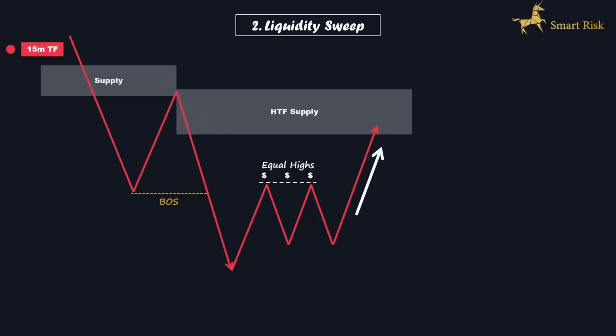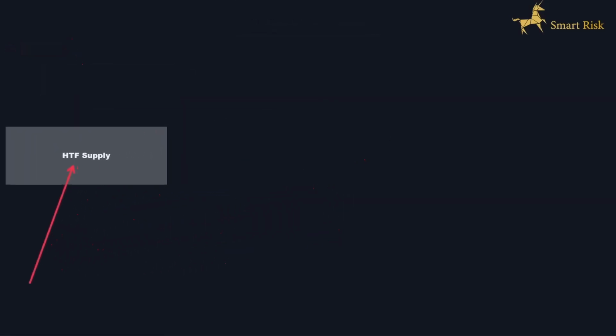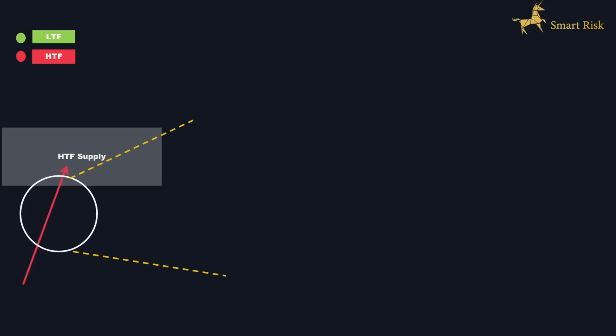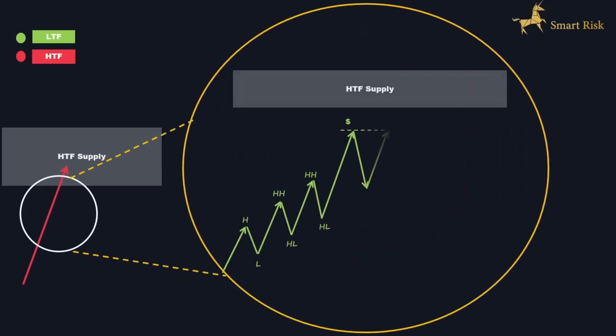Zooming into a lower time frame, like the 1-minute time frame, we see that the price has formed a series of higher highs and higher lows on its path toward the 15-minute time frame supply zone. Just before tapping into the supply zone and right below it, the price created equal highs, forming a double top that accumulates great liquidity near our identified higher time frame supply zone.